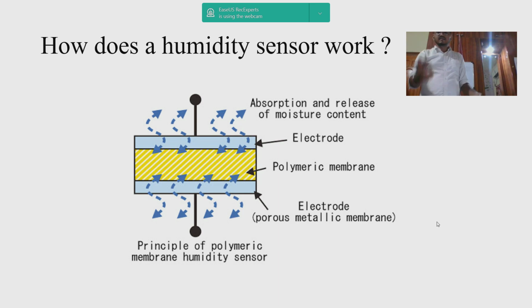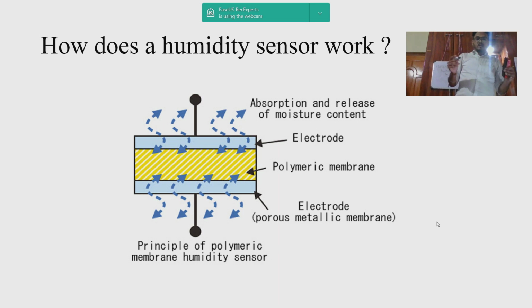In this slide, we can see this is a capacitive sensor where there are two electrodes, which are a porous metallic material, and in between there is a polymer membrane.